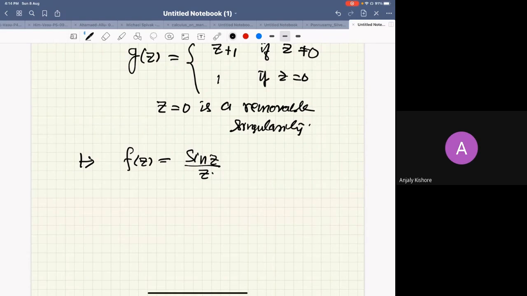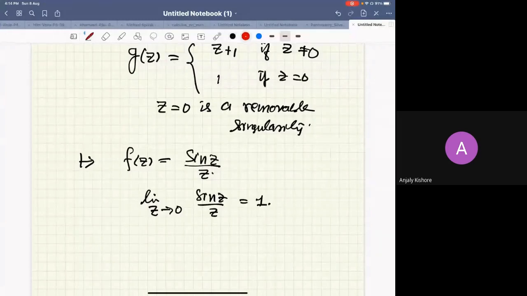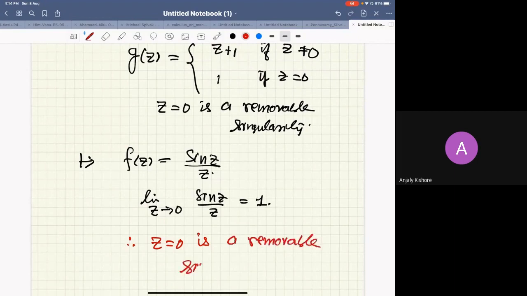Now, as limit z goes to 0, sin z by z equals 1. Therefore, z is equal to 0 is a removable singularity.